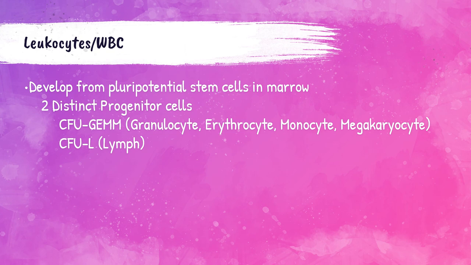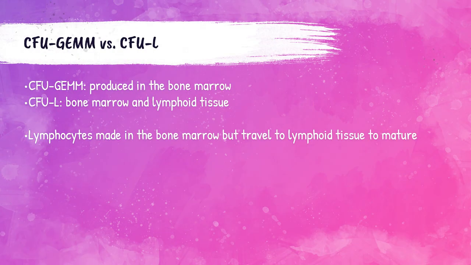Leukopoiesis starts with a multipotential hematopoietic stem cell. That stem cell then differentiates into two different and distinct progenitor cells, either CFU-GEMM or CFU-L. The CFU-L becomes a lymphocyte, which is a type of white blood cell, and the CFU-GEMM can become anything else. CFU-GEMM is produced in the bone marrow, and CFU-L is produced in the bone marrow and the lymphoid tissues. Recall that CFU-L becomes a lymphocyte. So lymphocytes are leukocytes that originally are made within the bone marrow, but then travel to lymphoid tissues to mature.